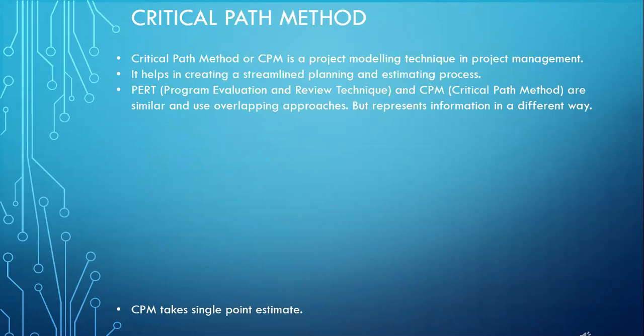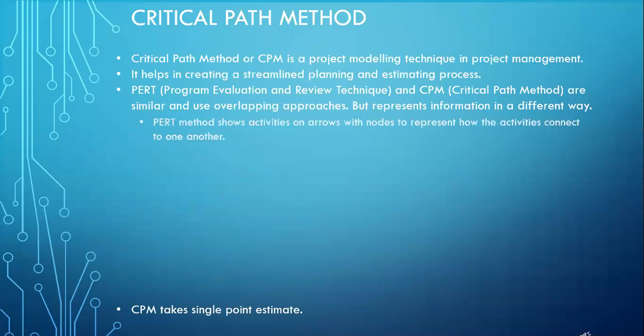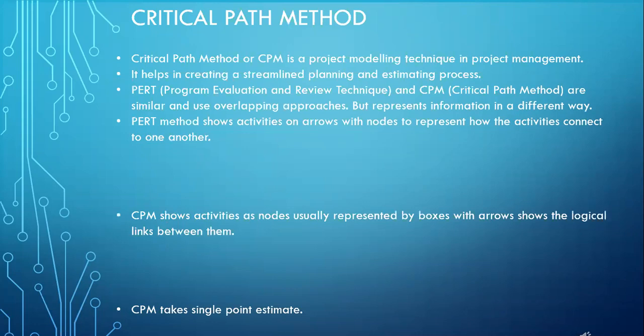It is a statistical technique used to manage the tasks of various projects. There are two methods which we are usually aware of: PERT, Program Evaluation and Review Technique, and CPM, Critical Path Method. They both are similar but have overlapping approaches. Also, they both have different representation.